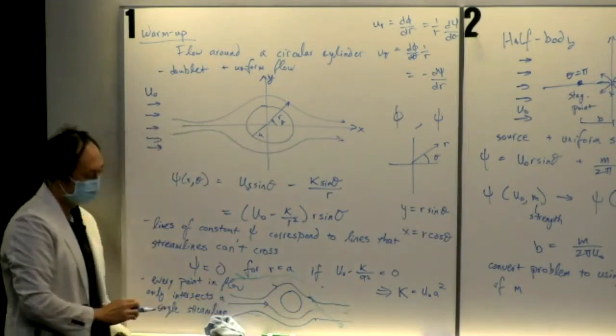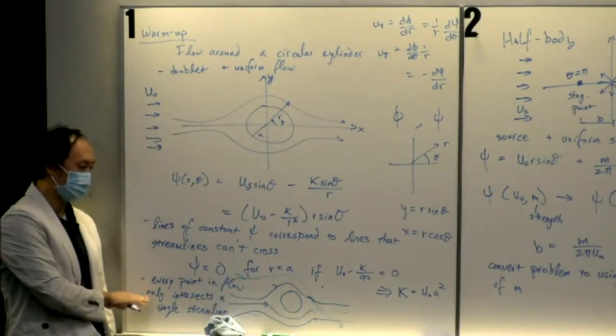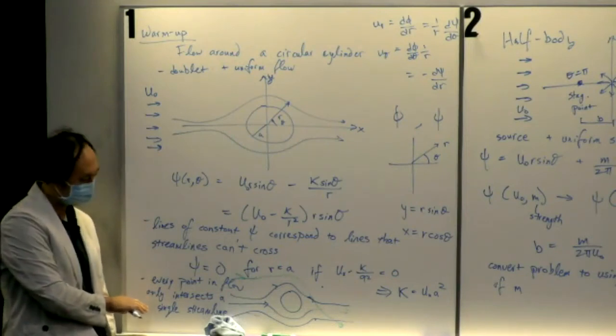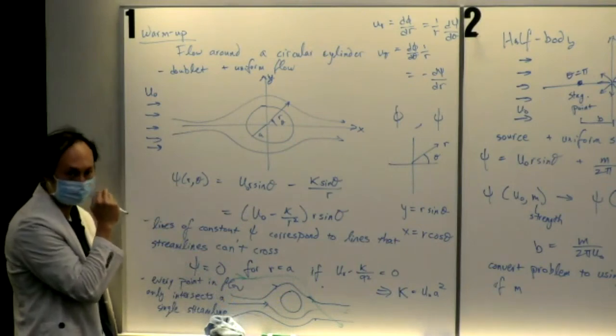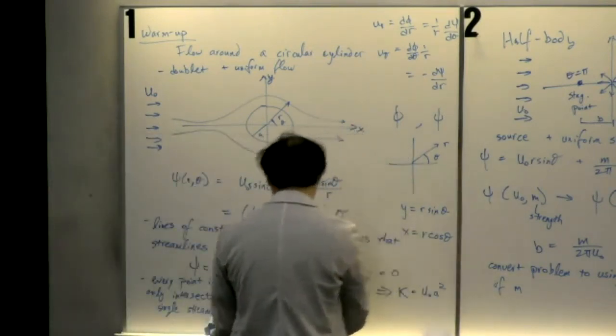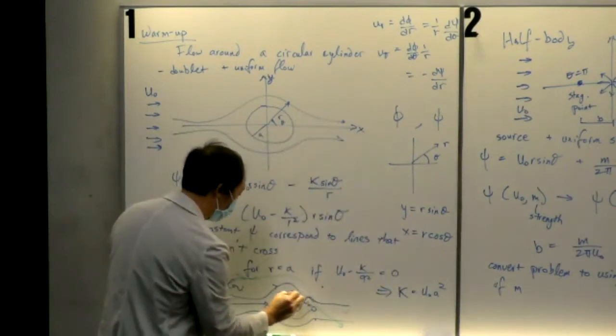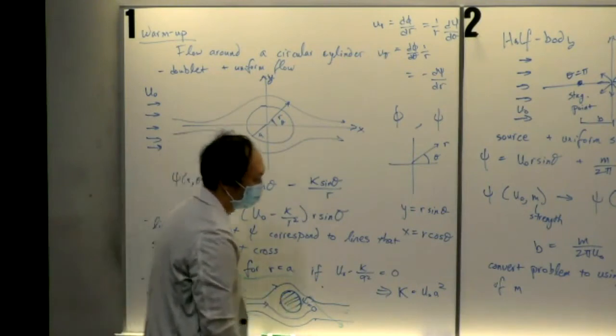Okay. Hopefully this gives you a little bit of intuition for why this is. Okay, so does that make sense? All right. So once I have this line of psi equal to 0 being this circle, nothing can penetrate it. I might as well make it rigid.